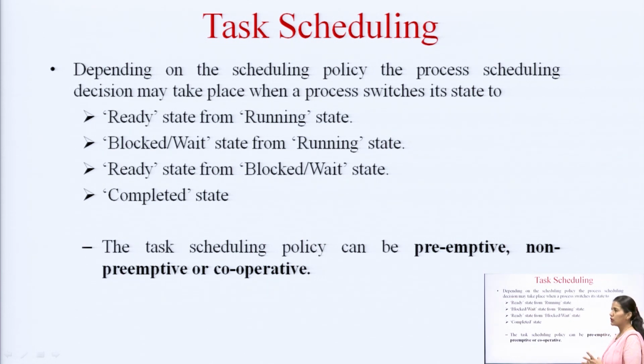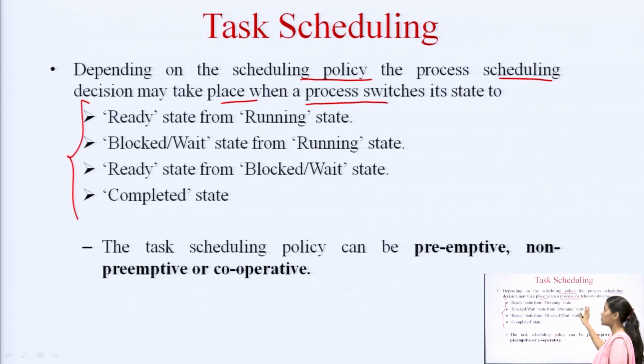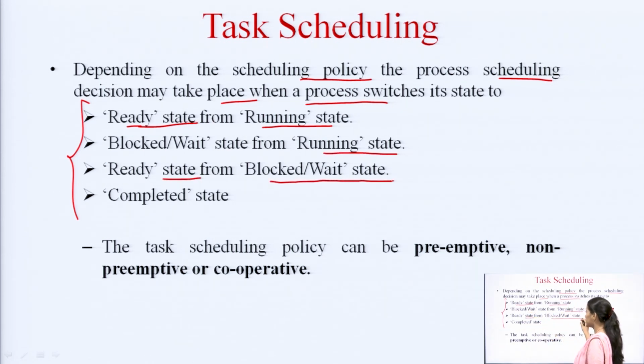The scheduling basically depends on this. Depending upon the scheduling policy, the process scheduling decision may take place when there is a switching between the different states. These are the switching scenarios: maybe a task is switching from the running state to the ready state, to the blocked state from the running state, to the ready state from the blocked state, or finally to the completed state. So, these are the various switching scenarios between the various states. The task scheduling policy can be preemptive and non-preemptive or cooperative.